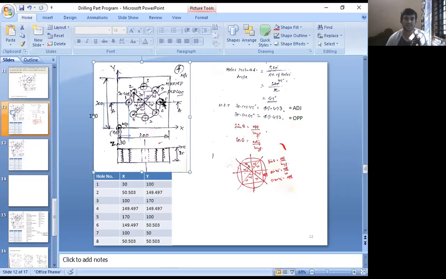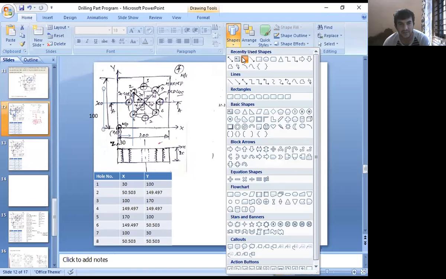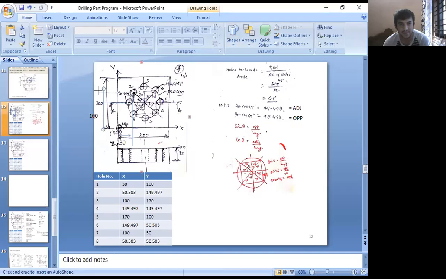Okay, now similarly we go for the second hole. What are the coordinates for the second hole? Can anyone tell me the coordinates for the second hole? What is the x-axis value? What will be the y-axis value? Please, anyone know here? Please unmute yourself. Don't look at the table. Please unmute yourself and tell me the coordinates.